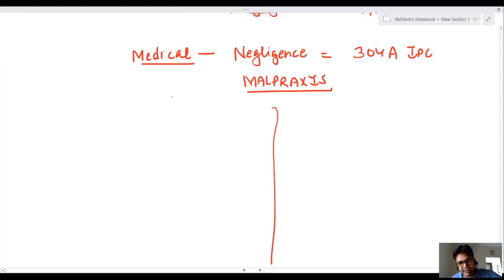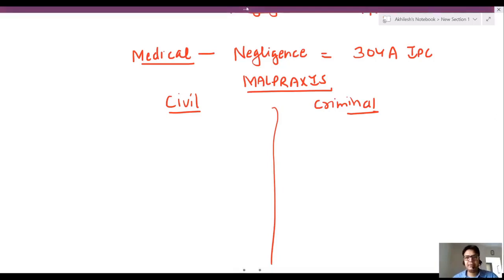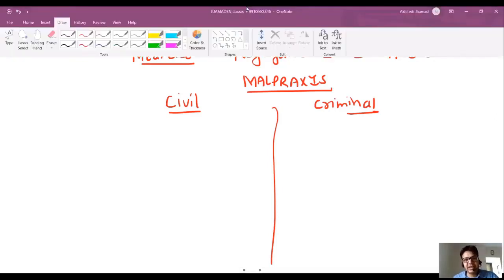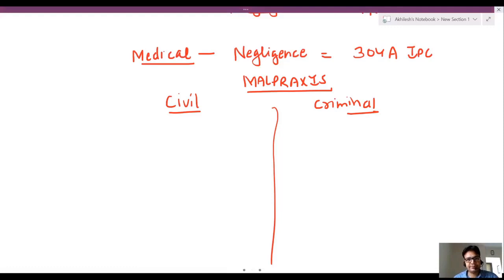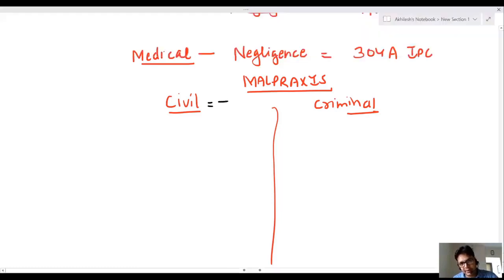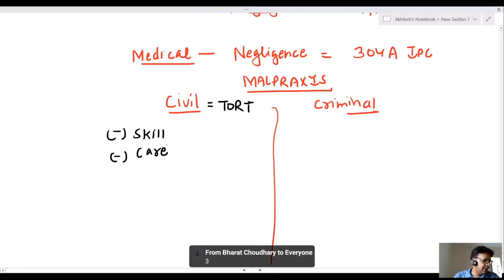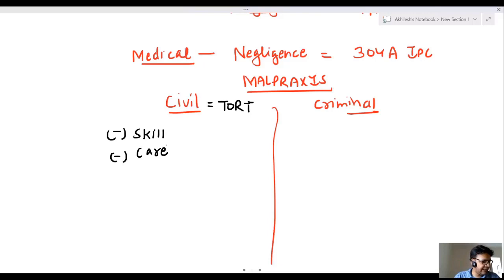So we have two types of negligence: civil and criminal. What is civil negligence? Sir, civil negligence is known as tort. What is civil negligence? Absence of skill, absence of care. There was no skill, no care.